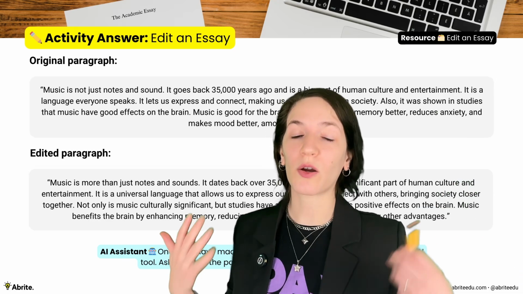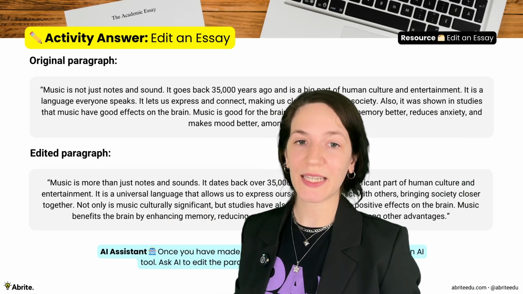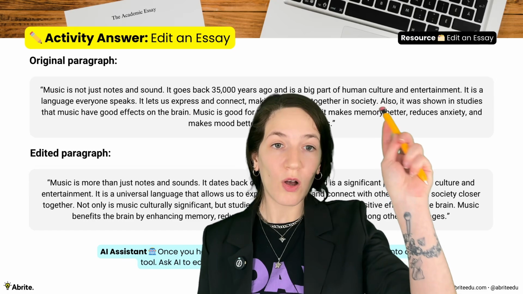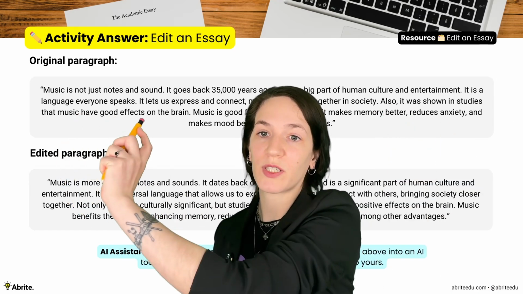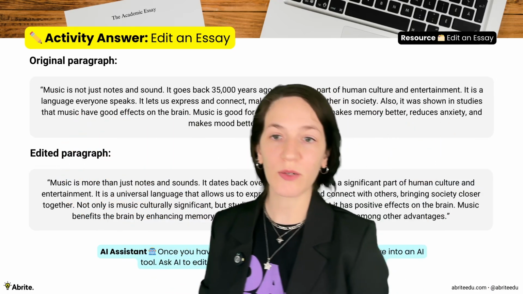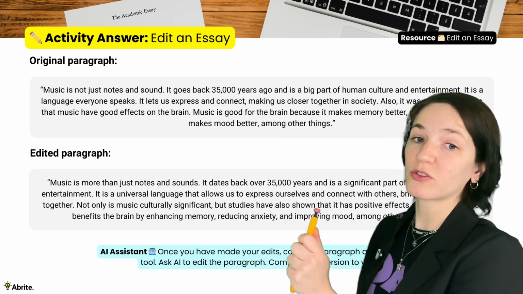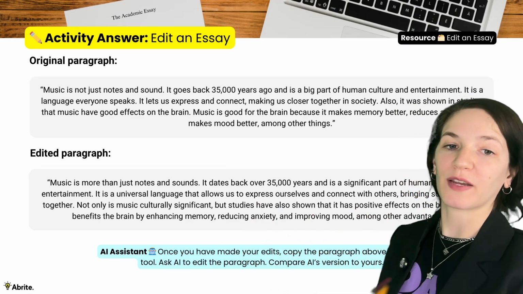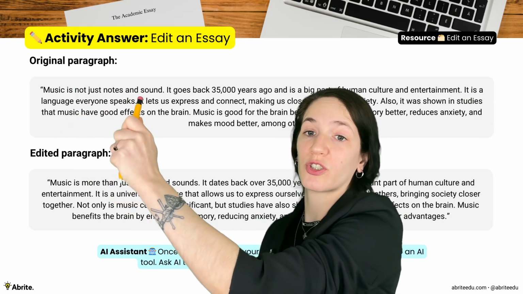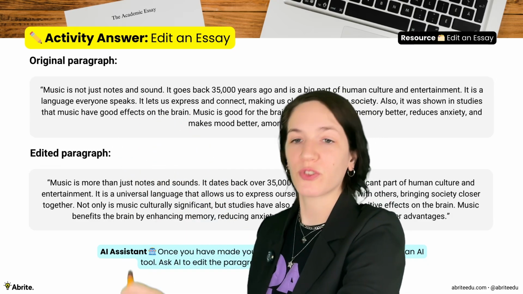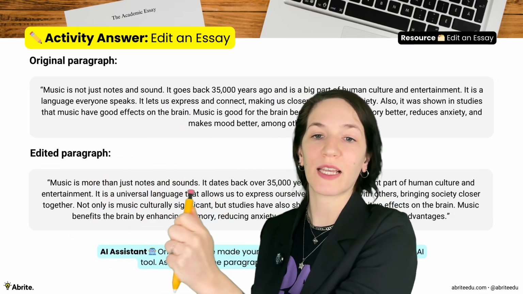And finally, for our proofread, there were a few grammar mistakes and typos. For example, also, it was shown in studies that music have good effects on the brain was changed to, but studies have also shown that it has positive effects on the brain. And music is not just notes and sound was changed to music is more than just notes and sounds.